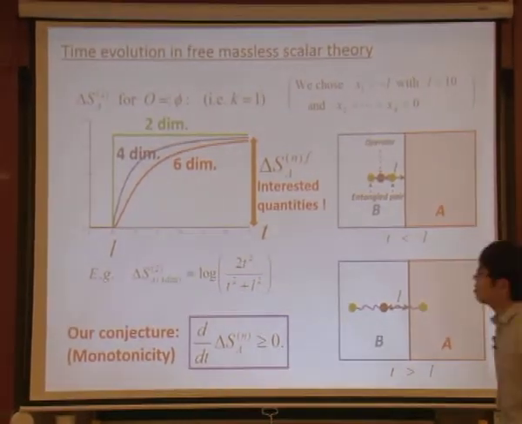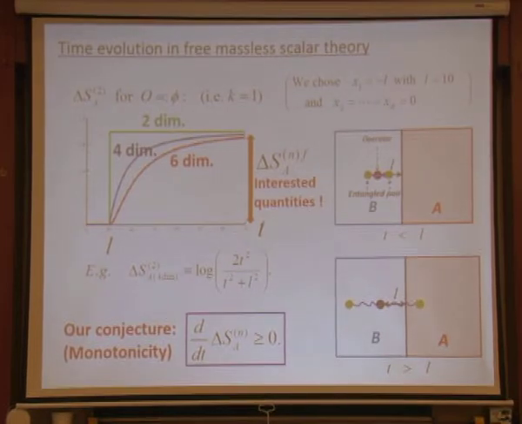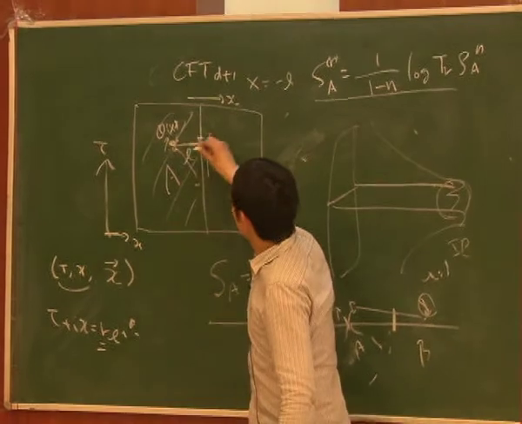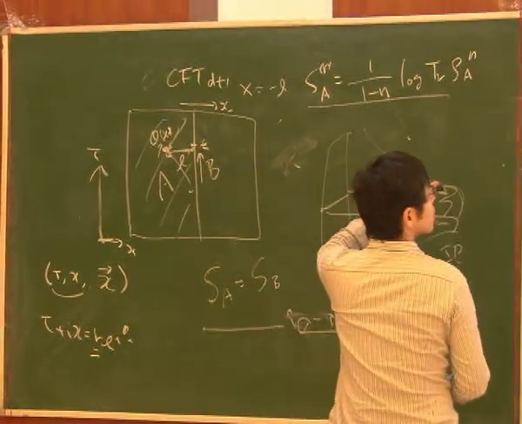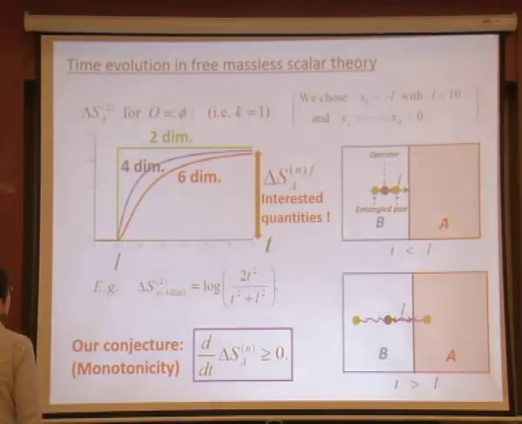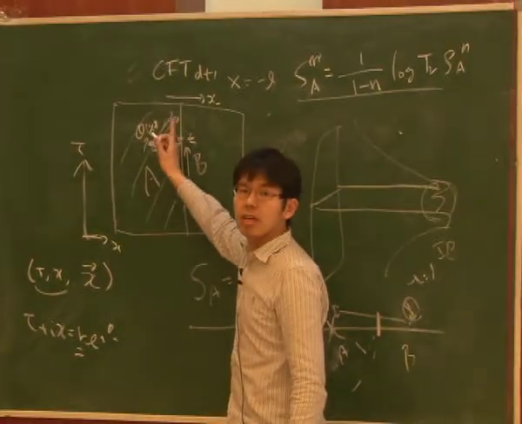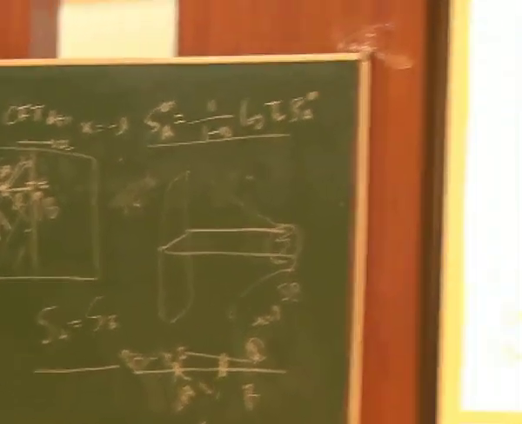In higher dimensions, the situation is slightly more complicated, because this entangled pair can move in any direction. So the minimum time to reach this boundary and get into B is the length L. Indeed, that's the reason why the non-trivial increase happens at t equal L, but it's gradual because some of the signal going in different directions takes a longer time to reach this boundary. So in this way, we get this.